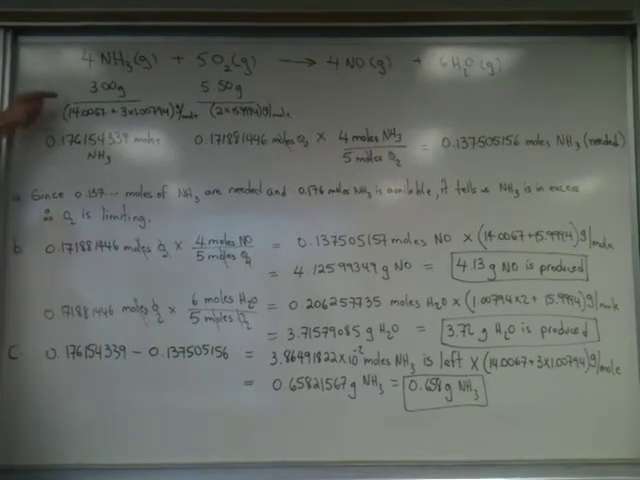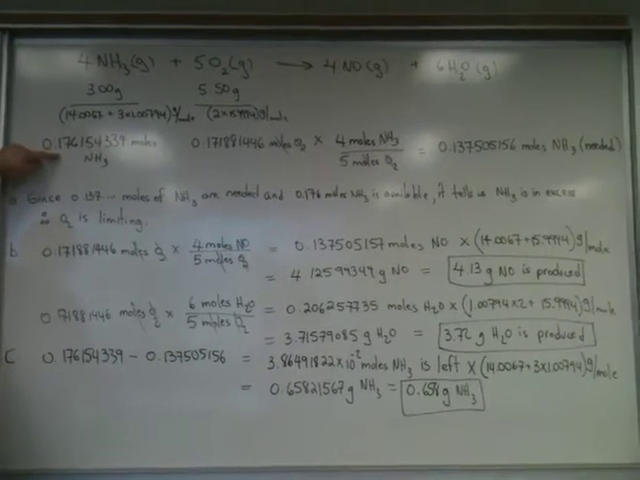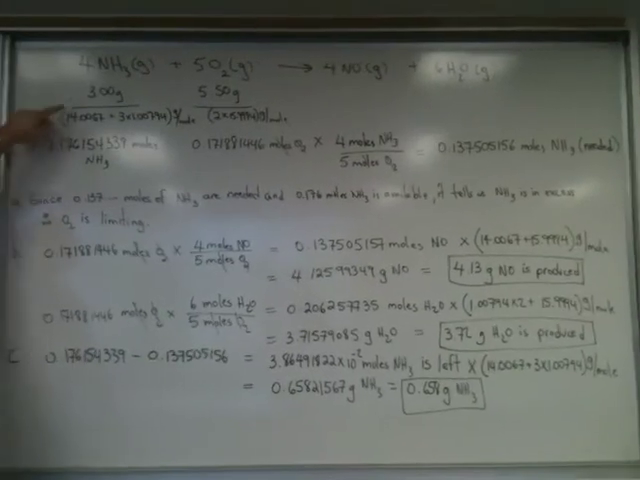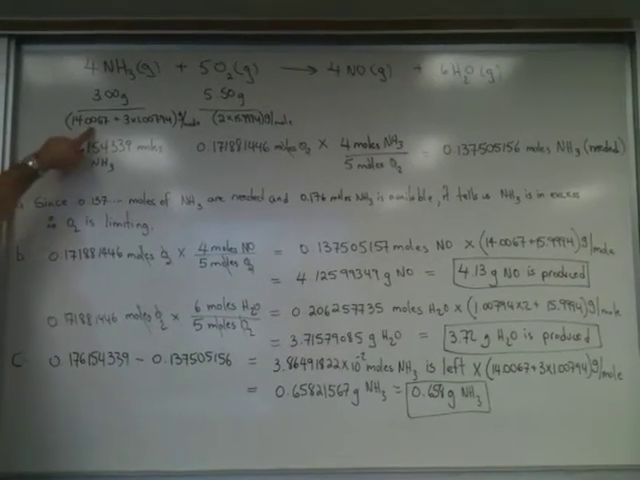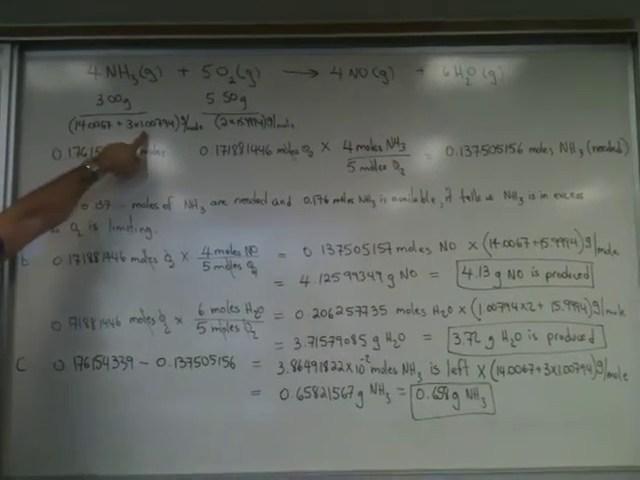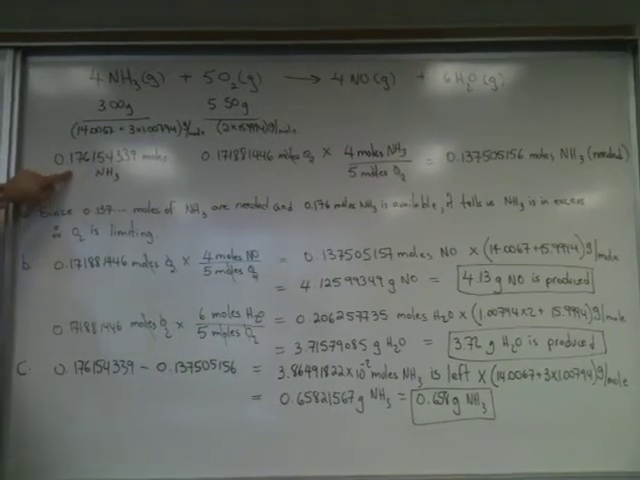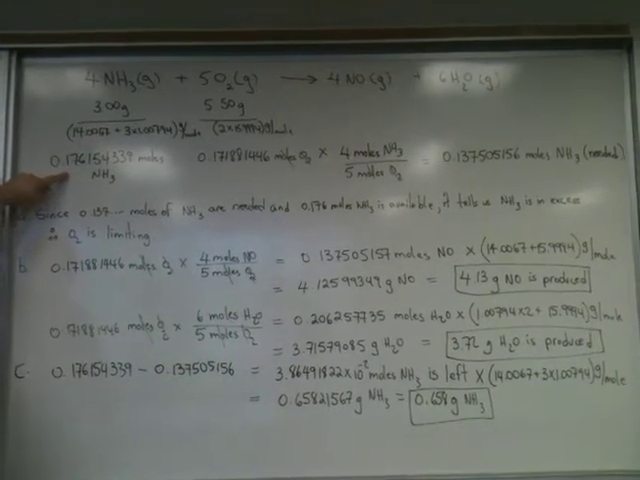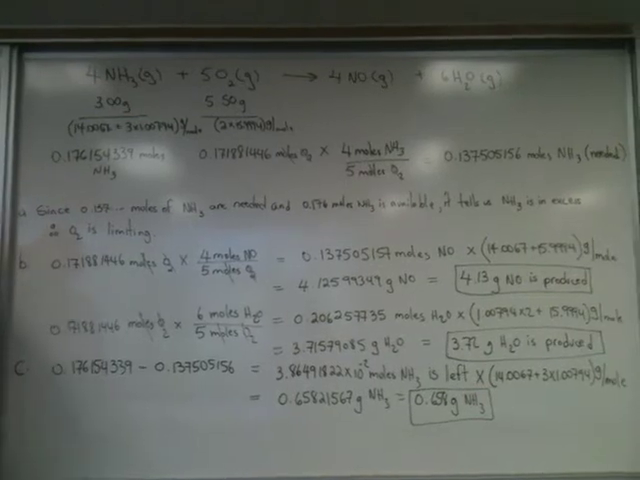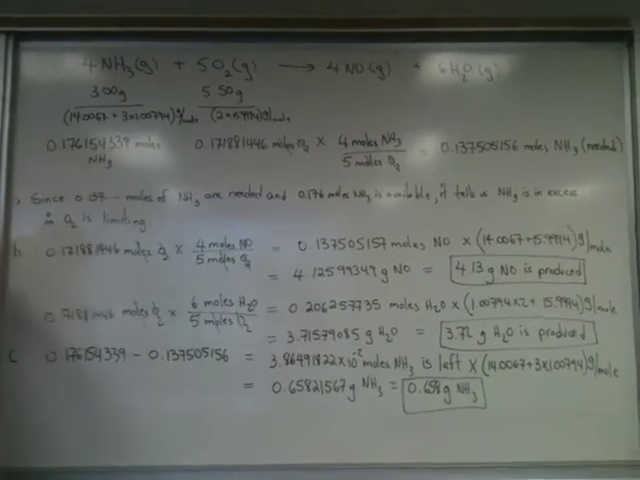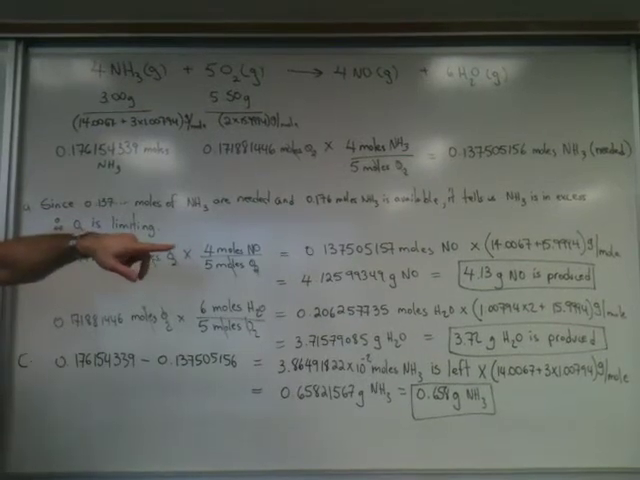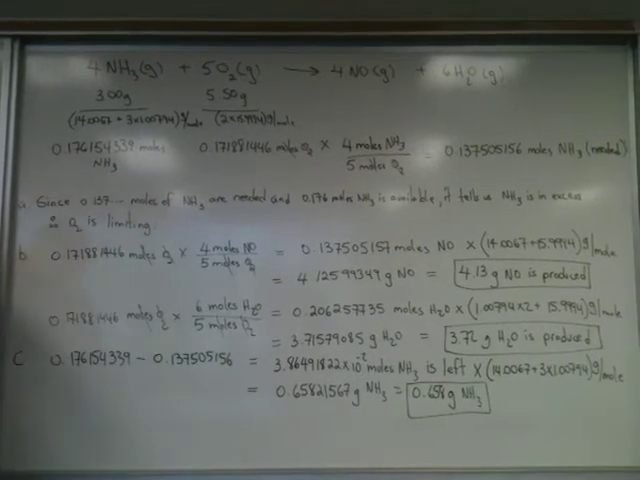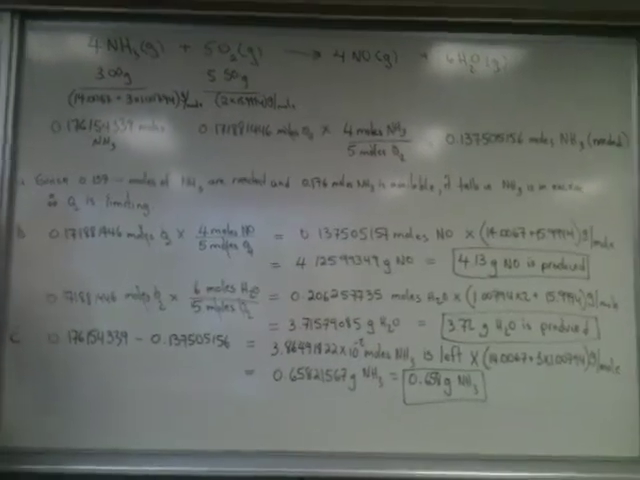So the first step in doing this is to find out how many moles of both of the reactants that we have. 3 grams divided by the molar mass of ammonia, comprised of the molar mass of nitrogen and 3 times the molar mass of hydrogen, gives you that many moles of ammonia, 0.176, and a bunch of other numbers. I've retained all the numbers in the calculation. You only round off at the end when you have to report the value. Never round off during the calculation or you'll introduce rounding error.